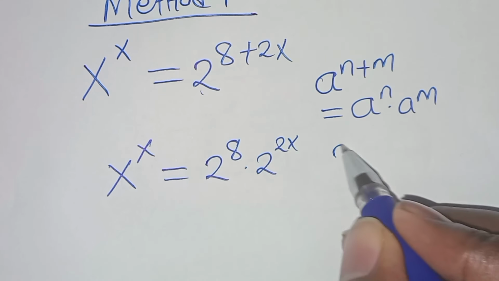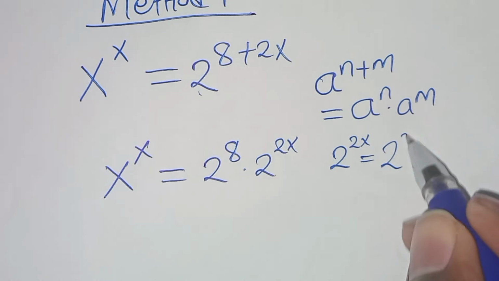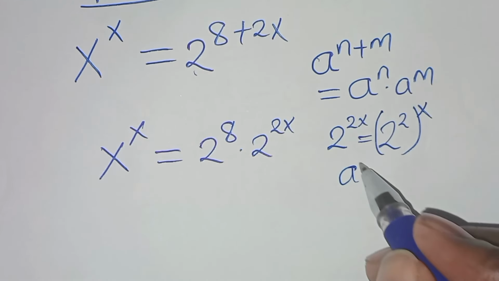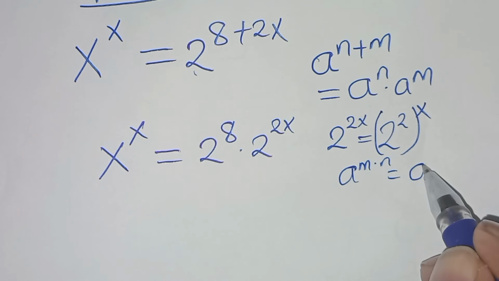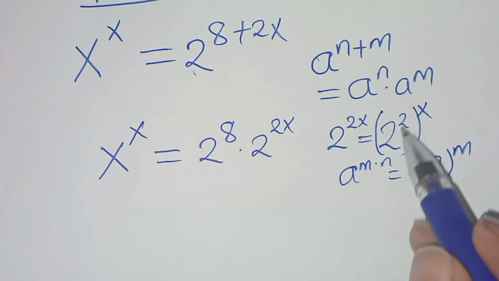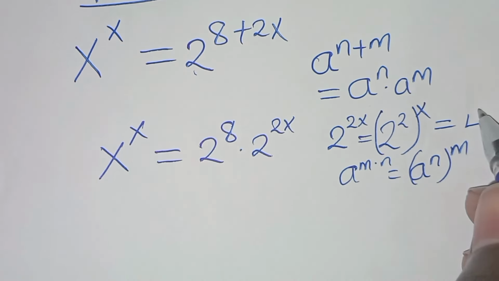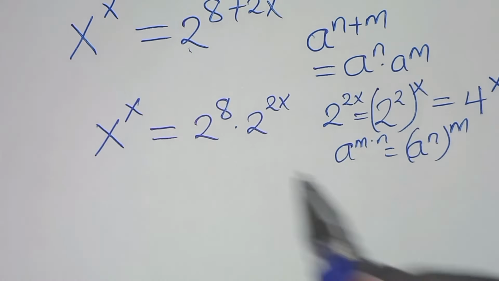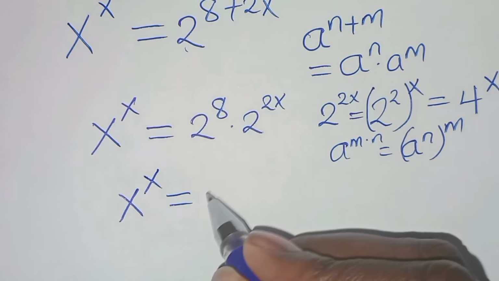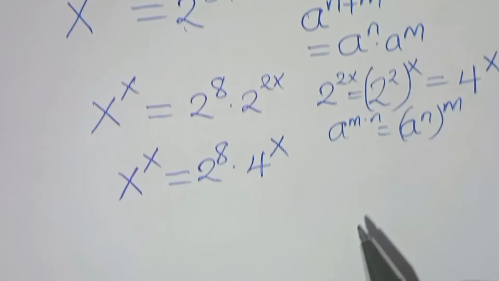Now, you find that 2 to the power 2x, we can express this as 2 to the power 2 raised to the power x. This is in the form of a to the power m times n, which you can express as a to the power n raised to the power m. Applying this property, we have 2 to the power 2 raised to the power x. 2 to the power 2, in this case, is equal to 4 raised to the power x. Substituting this here, we'll have x to the power x equal to 2 to the power 8 times 4 to the power x.